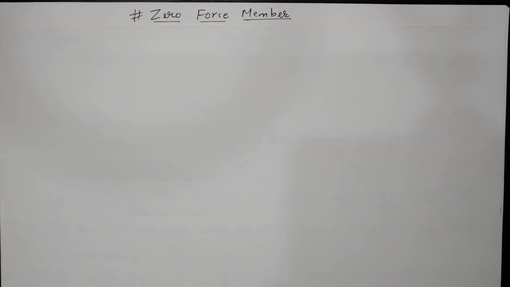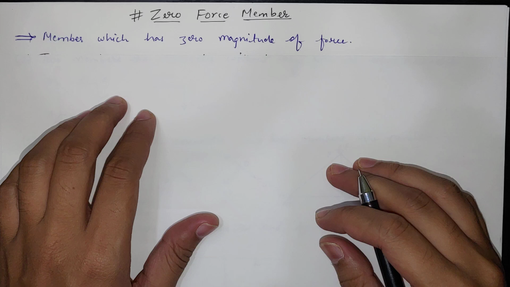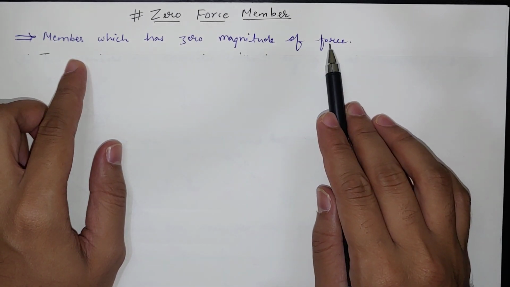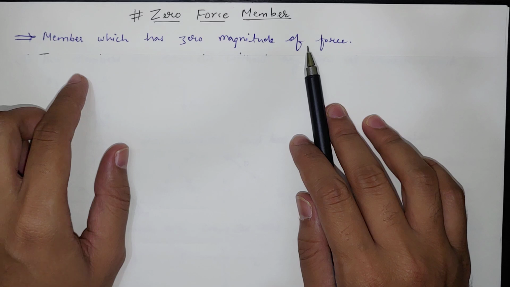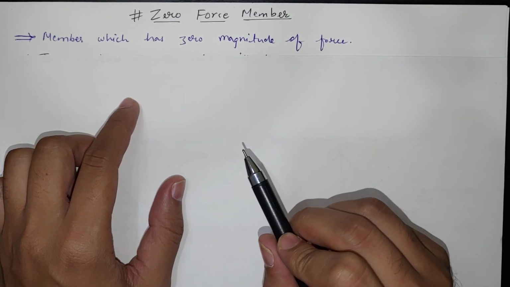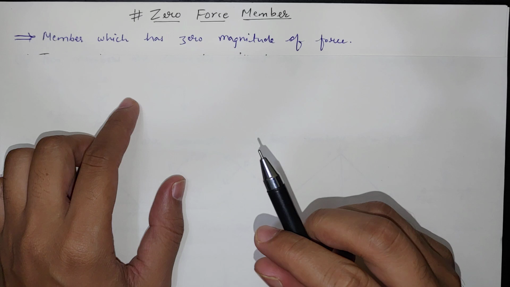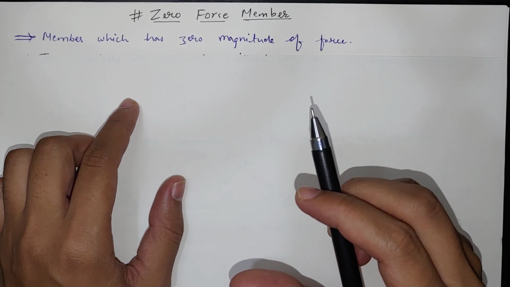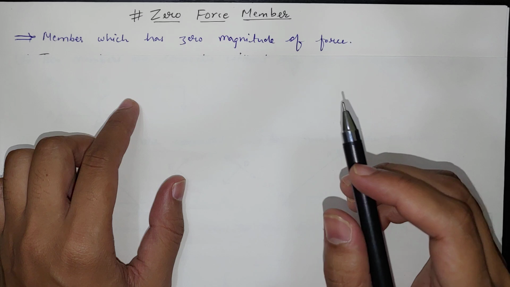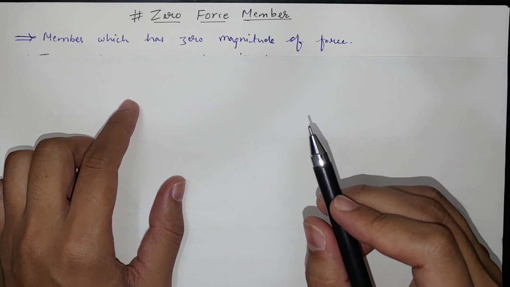In this video we will talk about zero force members in trusses. A zero force member is a member which has zero magnitude of force inside it. By directly looking at the truss we can say that this is a zero force member. There are some particular patterns of trusses in which we can identify a zero force member, and we can directly say that this is a zero force member.